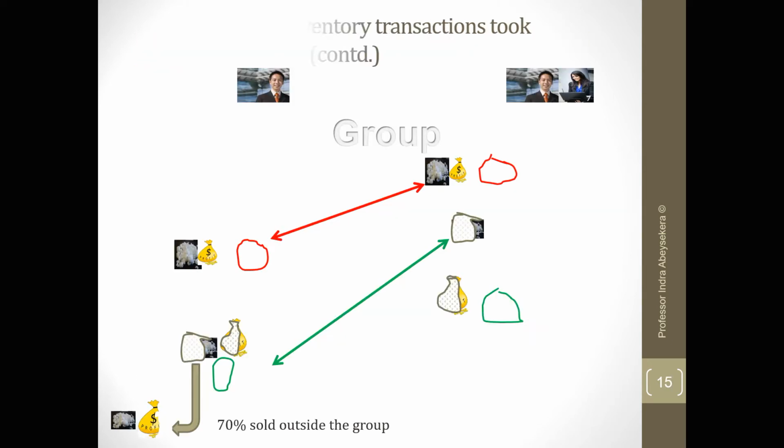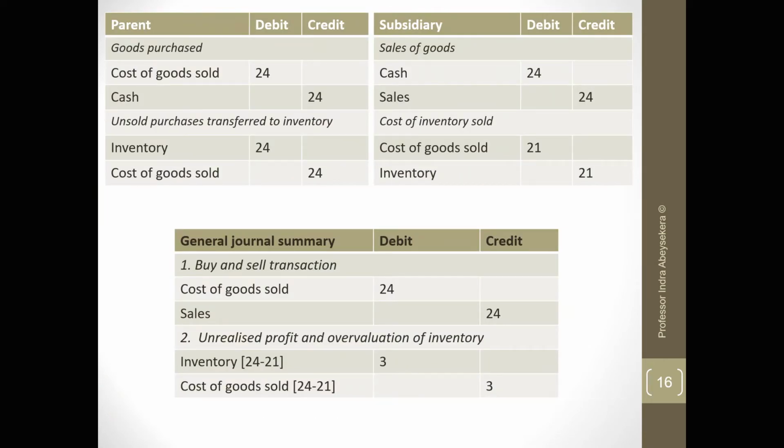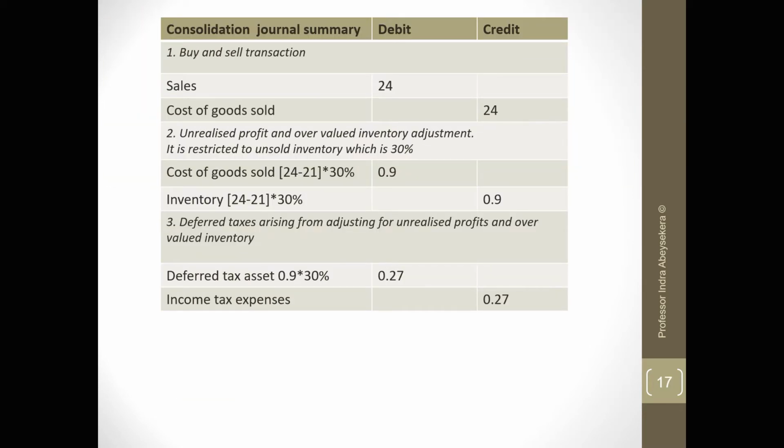So if you look at the entry, the same entry, when 100% of inventory is still there, this is what the general journal will show up. And our first transaction, buying and selling, we need to reverse in full because that transaction took place. So we debit sales and credit cost of goods sold for 24. And for the unrealized profit and overvaluation, because only 30% of inventory is there, the overvaluation is limited to 30%. So 3 into 30% is 0.9.